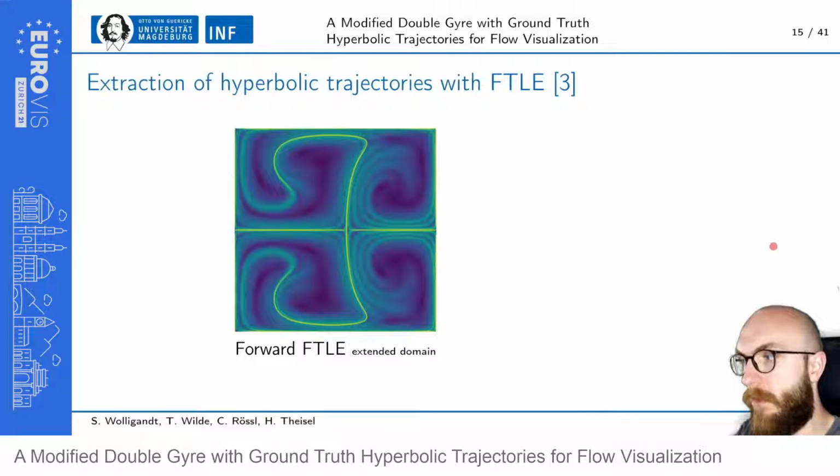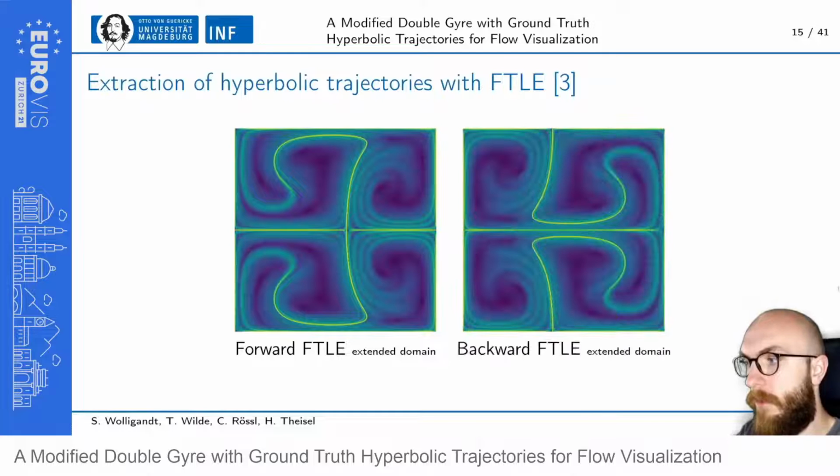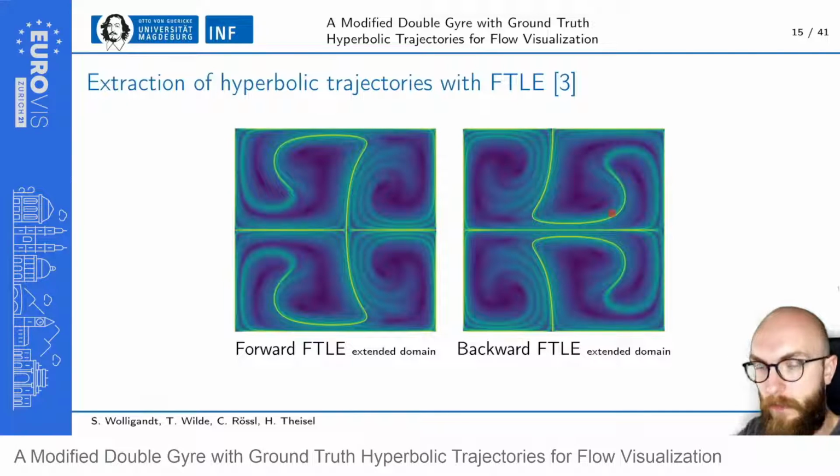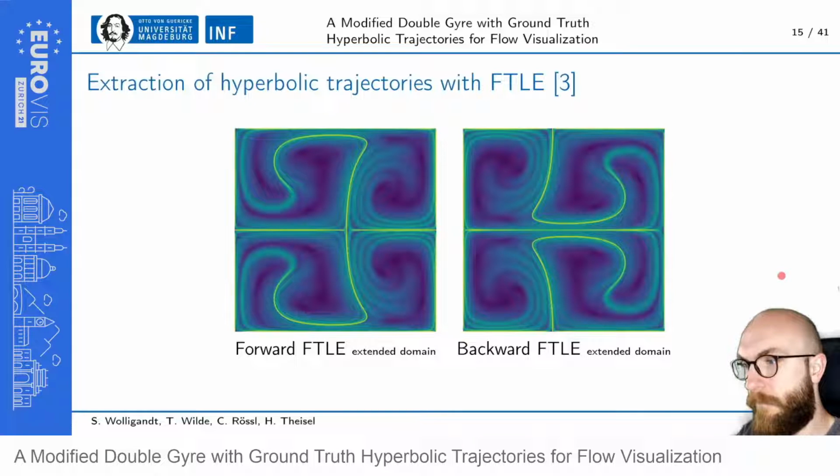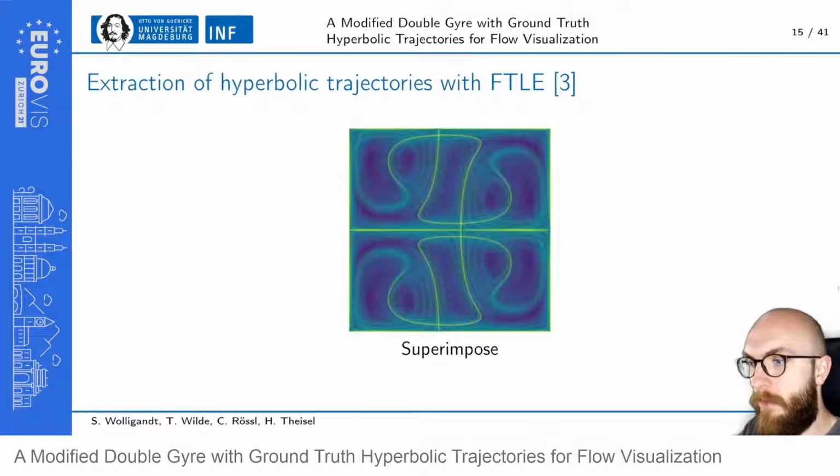And you can also compute this for particles that get ejected backward in time. And also here, yellow means that particles move away from each other in backward time. Now, if we superimpose those two fields and check for intersecting ridges, these hyperbolic trajectories can be extracted if some properties are fulfilled.